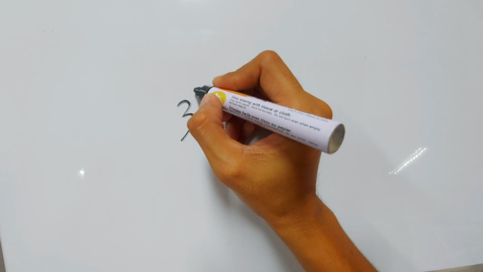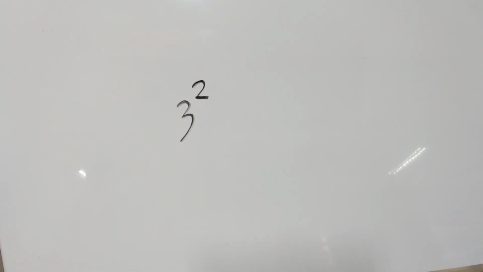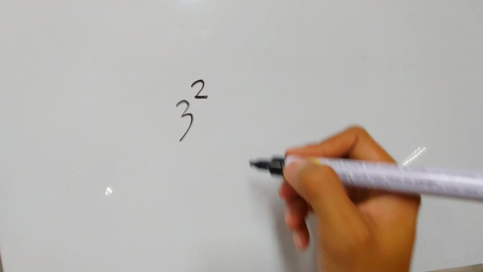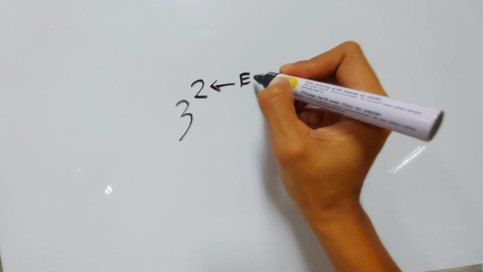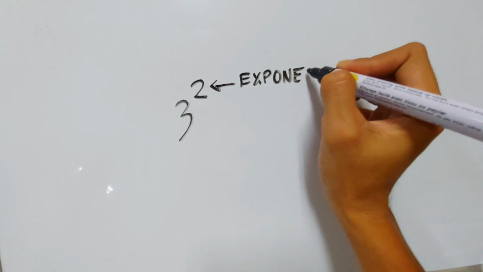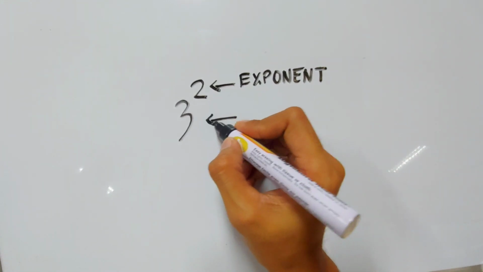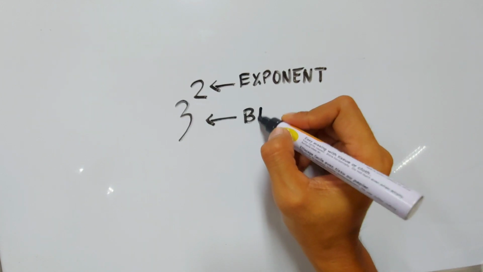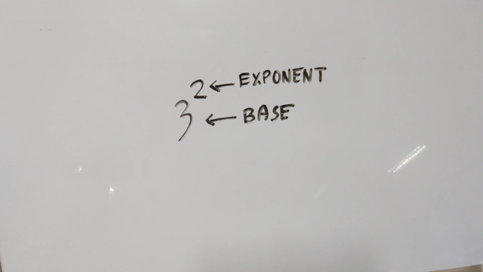Review muna tayo ng parts of exponential form. Given yung 3 squared or 3 raised to 2, 2 is the exponent. Again, yung 2, ayan yung exponent. And then, yung 3 na yan, that is a base. So, ayan yung parts ng exponential form.